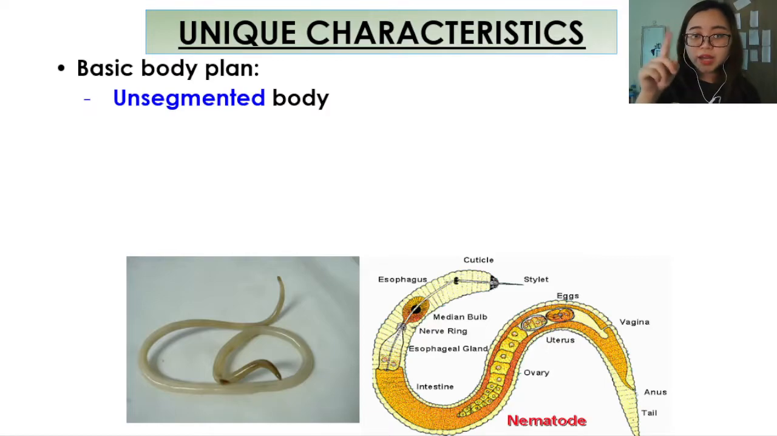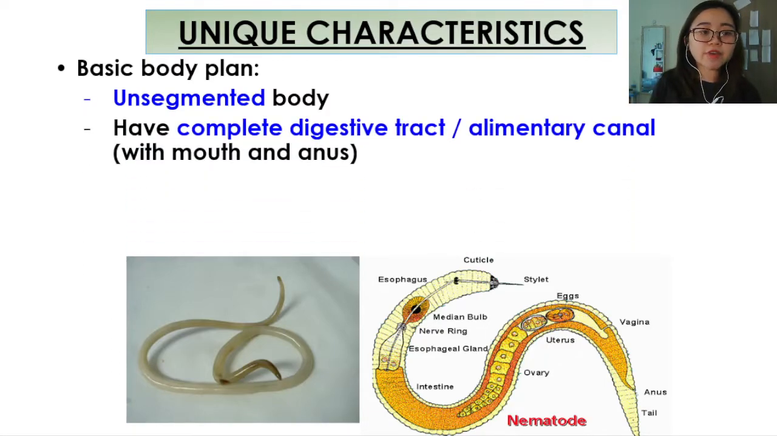So dia tiada belahan macam pada cacing tanah. And they have a complete digestive tract or alimentary canal. So this is very good for organisms that eat, because a complete digestive tract means that the mouth and anus are two separate holes.